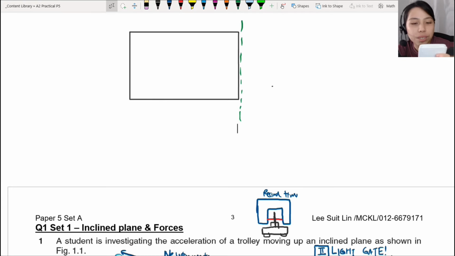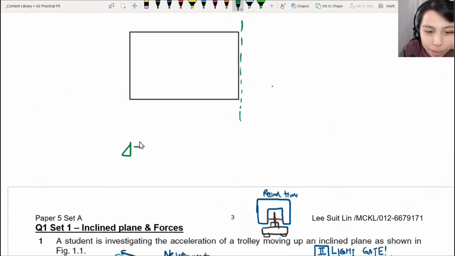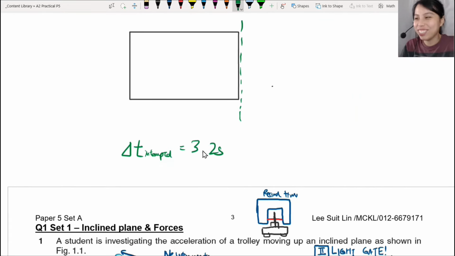1, 2, 3, 4, 5. Okay, so I'm going to divide by 5. Average is about 3.2. Okay, so just now your measurement takes an interval of 3.2 seconds, plus minus. Okay, got uncertainty.